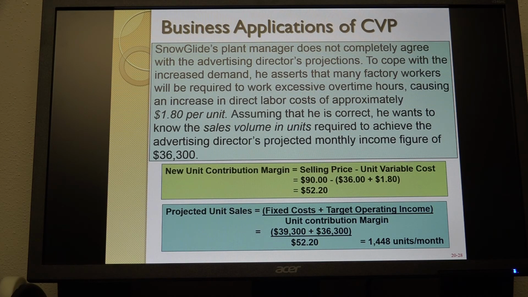And so you've got your fixed cost of $39,300. That's the original fixed cost plus the $1,500. And to that you're going to add the 36,300. Again, that's in the example. He wants to know the sales volume in units required to achieve the advertising director's projected monthly income figure of 36,300. So that's the target operating income. And you're going to divide that by this new unit contribution margin of $52.20. What you come up with is 1,448 units.